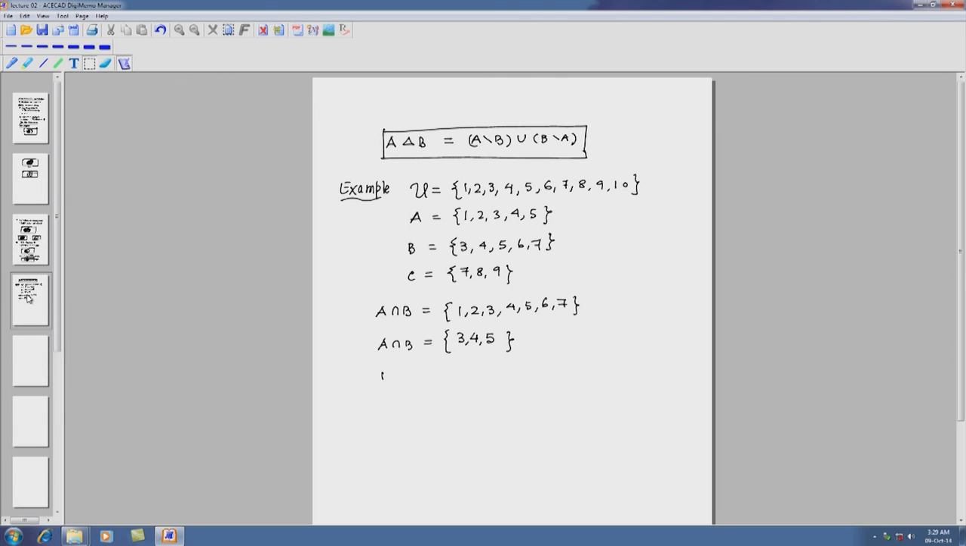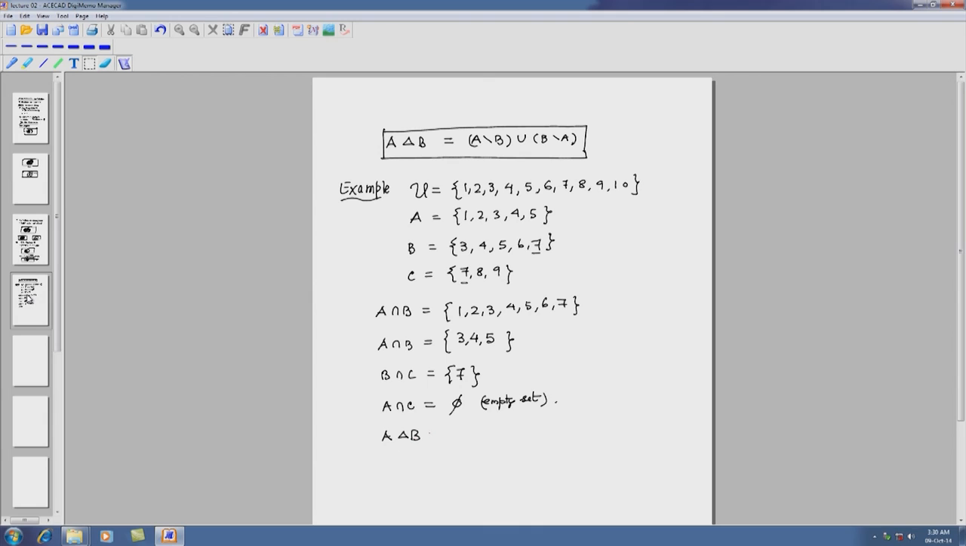Now, if we take B intersection C, B intersection C is only 7, because we see that 7 is the only integer which is common to both B and C. And then if we consider A intersection C, we see that A is 1, 2, 3, 4, 5 and C is 7, 8, 9. Therefore, A intersection C does not have any element. So, it is the empty set phi. We have defined the empty set in the last lecture, and here we see an example of the empty set.